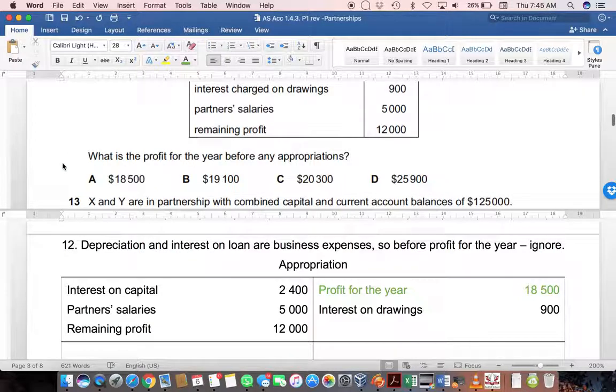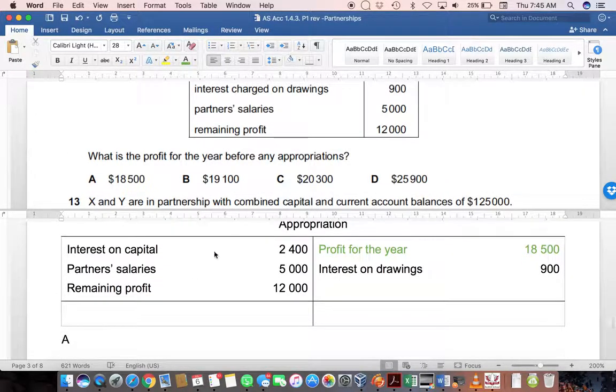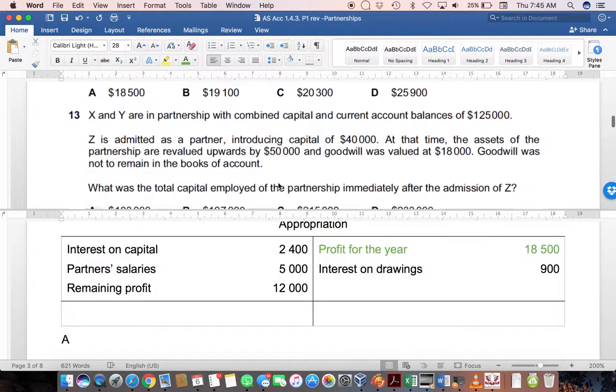Let's have a look if it's one of our options. We are looking for 18,500, and you should be able to see there A is the answer that we are going to choose.